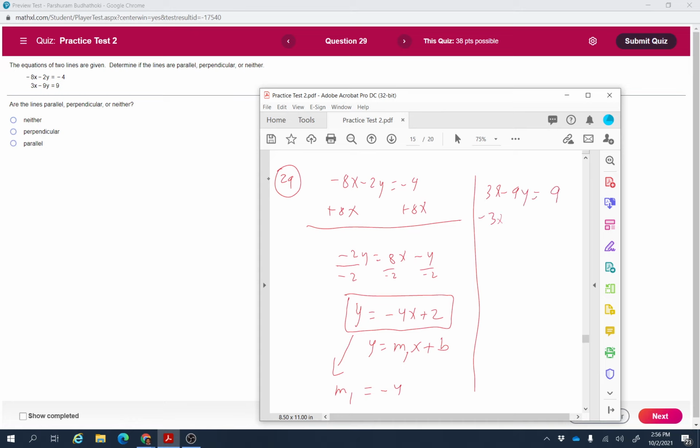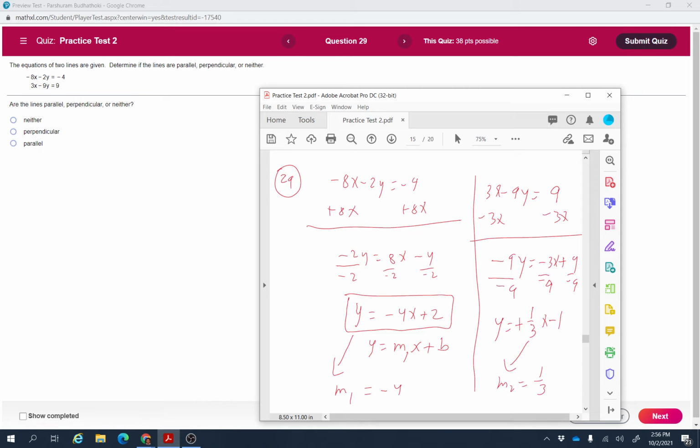So subtract 3x, and if you subtract 3x, on the left side you have negative 9y, on the right side you have negative 3x plus 9, and now divide everything by negative 9. That will give you y equal negative 3 over 9 is 1/3, positive 1/3, because this negative and this negative is gone, x, and then this is 1. So the slope from here you can see is 1/3.